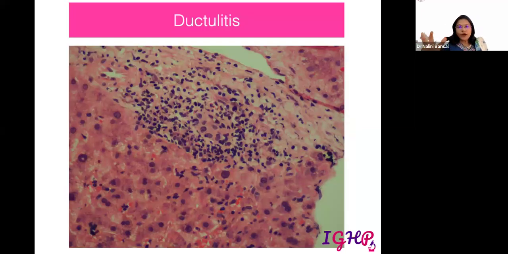So we talked of ductulitis. So this is what a ductulitis is going to look like. So we have got a liver parenchyma. This is your portal parenchymal interface here.